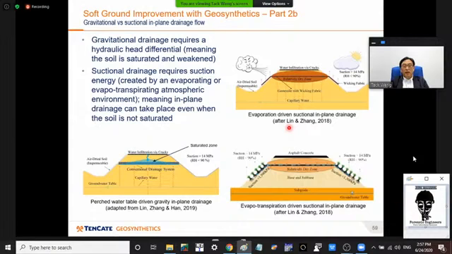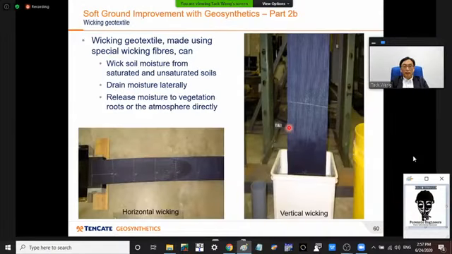And for the fabric that is able to do this, an example here is the wicking geotextile, the H2RI, where moisture can flow horizontally along the fabric, as well as upwards against gravity.